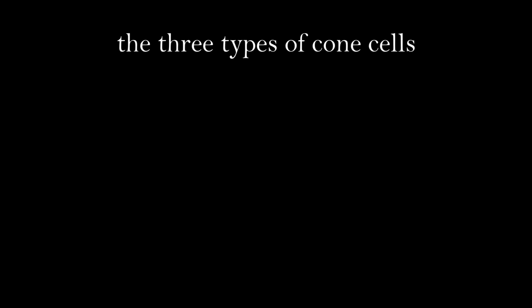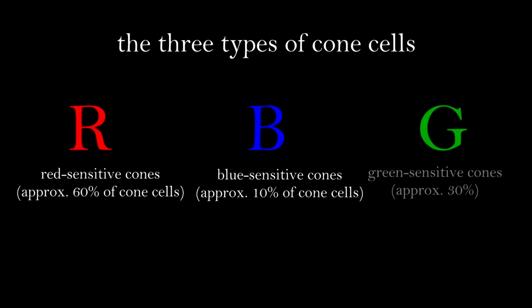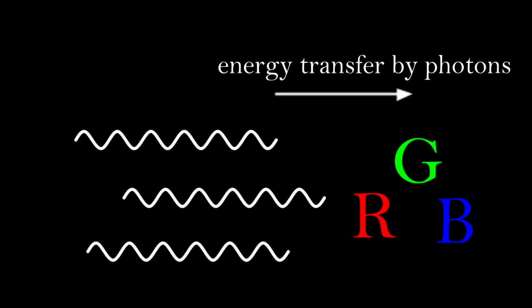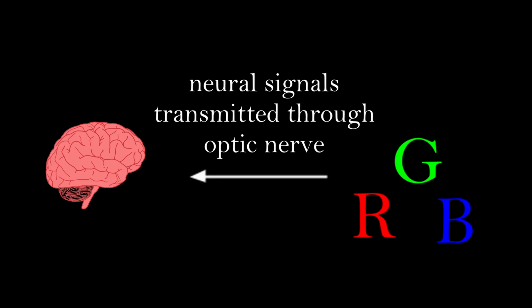There are three types of cone cells in the eye, with each being especially sensitive to one of the three primary colors, red, blue, and green. When visible rays of the same color hit these photoreceptors, the cells absorb the photons carried by the waves and transfer their energy into electric signals, which travel through the optic nerve to the brain.